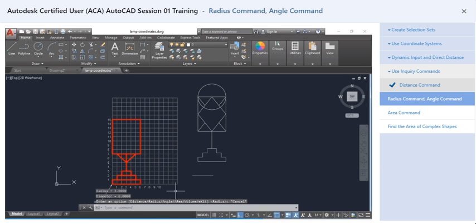The angle command measures an angle. Select the angle command from the flyout on the Home tab and the Utilities panel. Select the 2 lines that make up the angle and look at the command line for the results. The angle that I checked is 127 degrees.